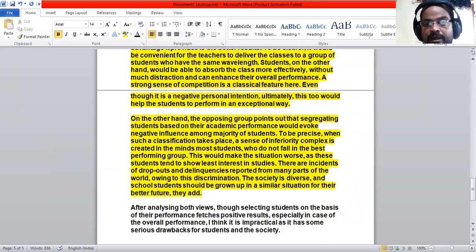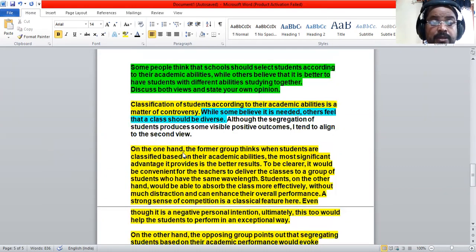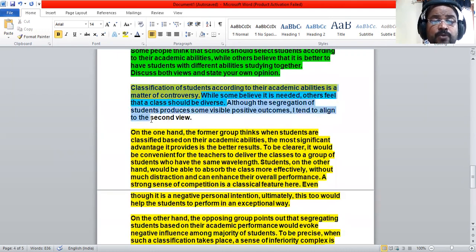So that's what we have discussed in this particular essay. When we check the word count, we can see the word count is 299. So it's well inside the margin.